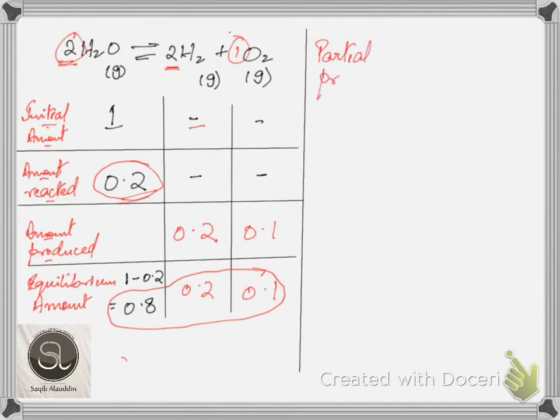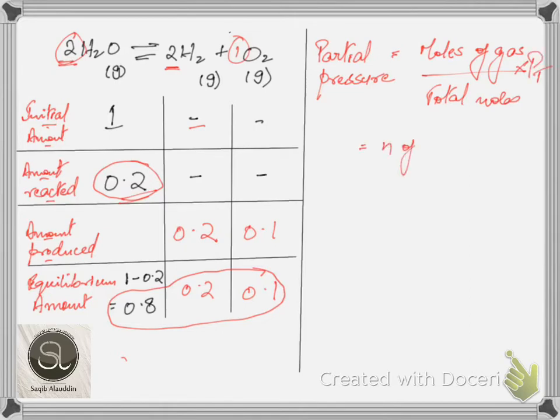Partial pressure of any gas is the moles of gas divided by total moles, into total pressure. Okay, so I'll put it in simple: mole of a gas divided by total moles into total pressure.